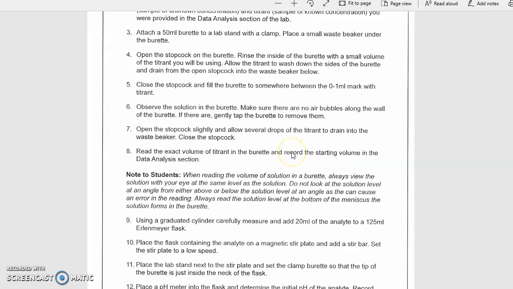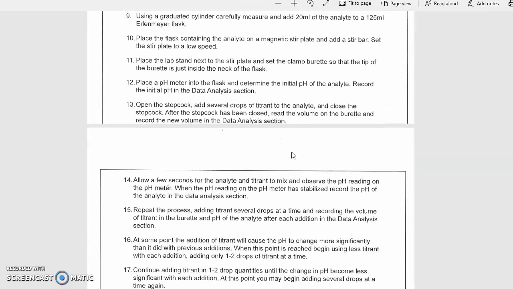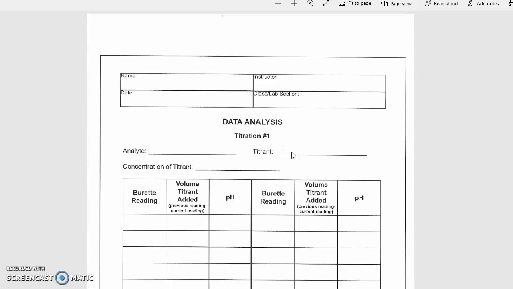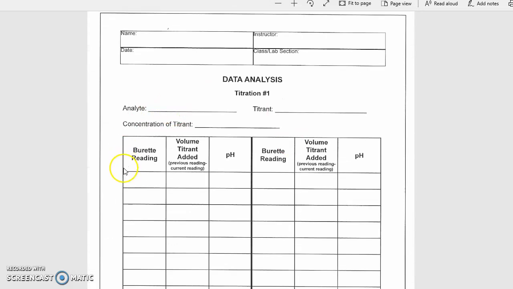You'll see that later on down below here, we have a table for you to record your data right here. Okay? So your initial burette reading is going to be right here. Down below the burette, you're going to have a beaker with your unknown acid material in it. And you're going to put a pH meter in there.